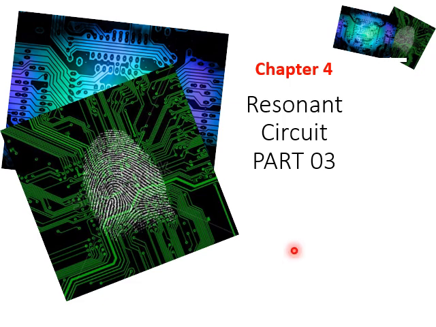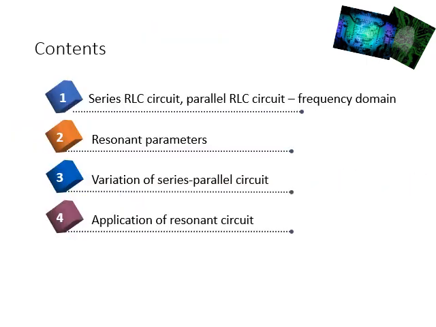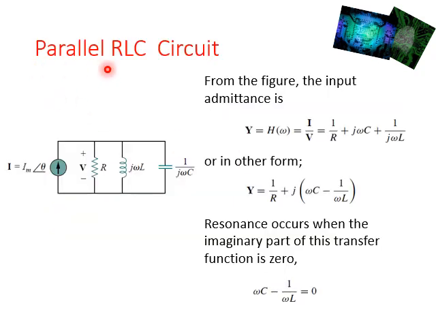Okay, we continue part 3 of chapter 4, Resonant Circuit. This topic will discuss the parallel RLC circuit, the parallel RLC resonant circuit. This figure shows a simple parallel RLC circuit with a current source, and resistance, inductance and capacitance connected in parallel.